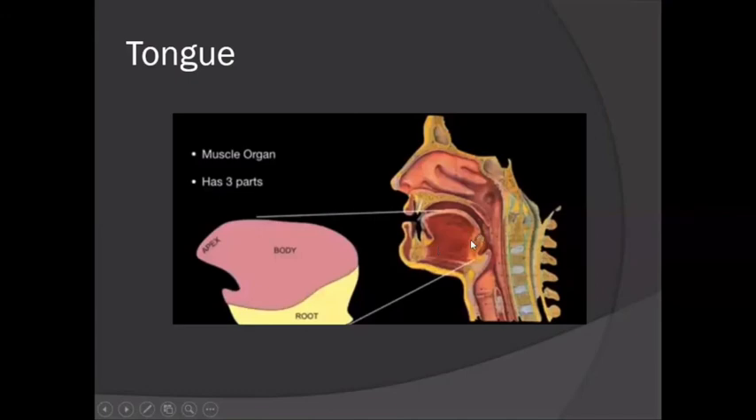This is a muscular organ, very mobile and sensitive, with very important functions for many things: articulation of speech, making a bolus of the food, taste, and so on.